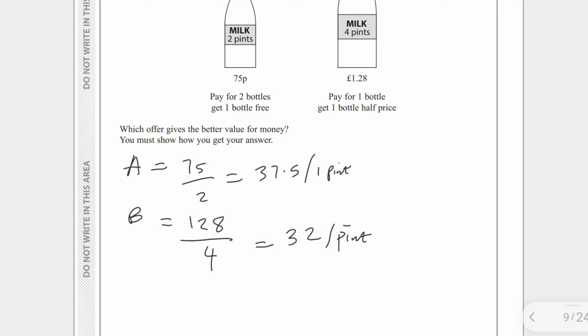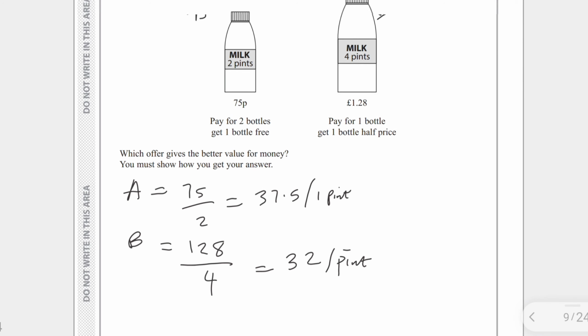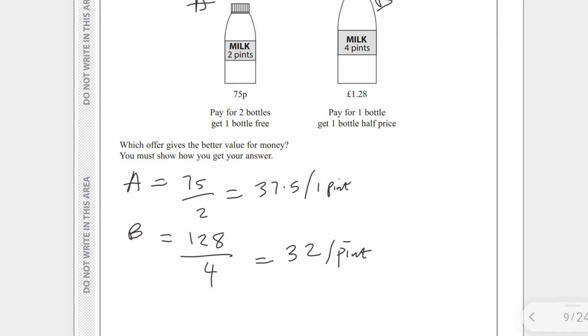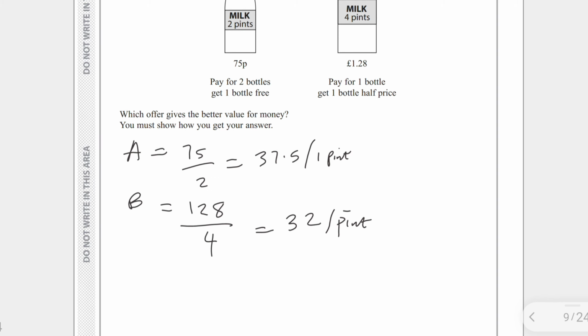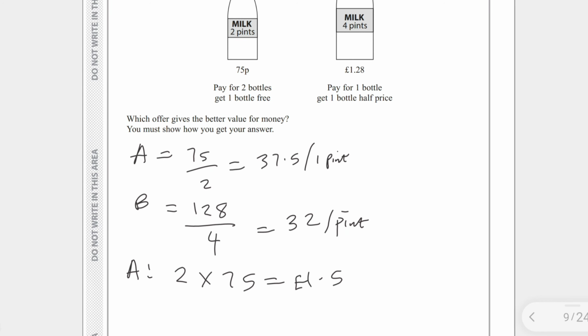So now it is telling us to pay for 2 bottles and get 1 bottle free. If you get 1 bottle free for A, it means that if you pay for 2 bottles, for A, 2 bottles is going to be 2 times 75, which is 1.50 pounds. And you get 1 bottle free, and that 1 bottle is worth 75 pence, which is the same thing as 2 pints. I don't know if that makes sense.